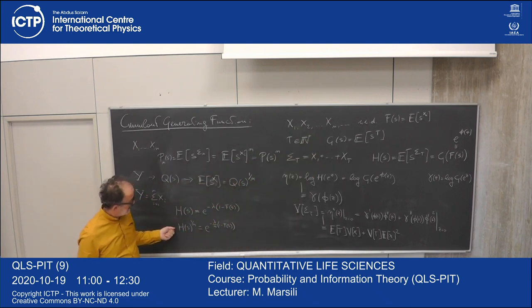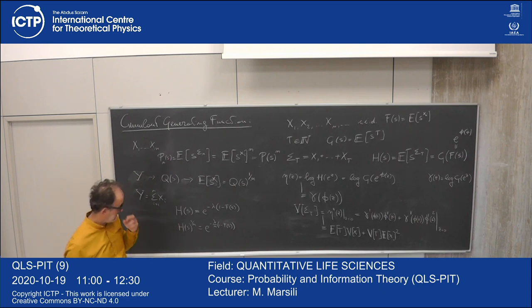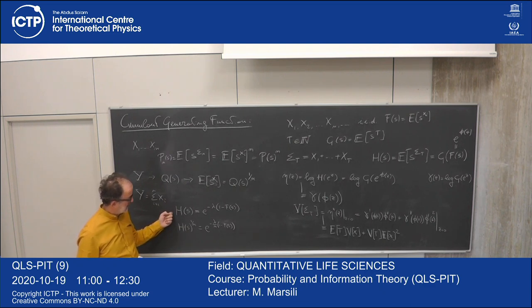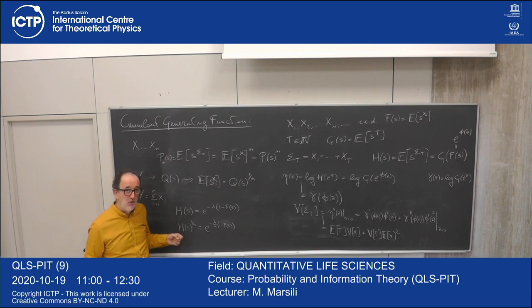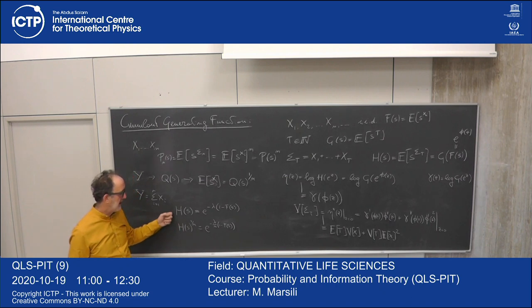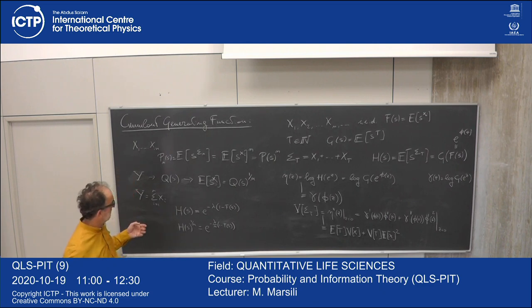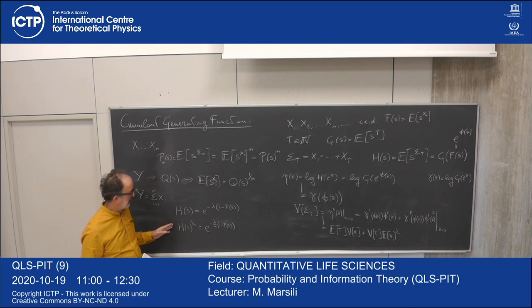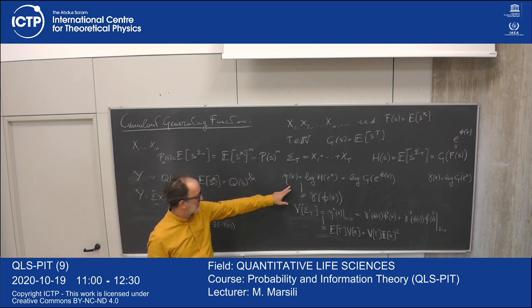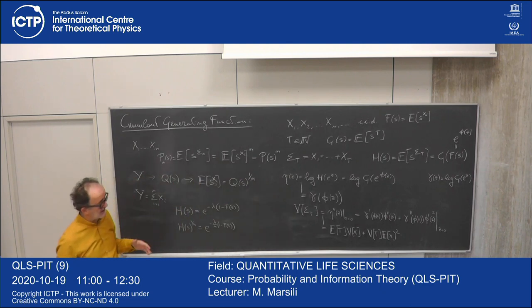And there is a theorem that tells you that not only are these compound Poisson distributions infinitely divisible, but all infinitely divisible distributions are compound Poisson, and have this form here. You find a proof of this in the book of Feller, but I provide a different proof using cumulant generating functions in the lecture notes, which I think is maybe more intuitive.